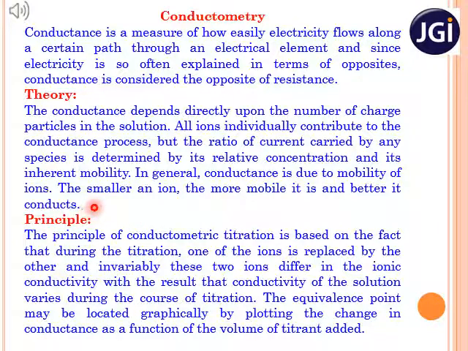During the titration, one of the ions present in the solution will get replaced by the other ion. Hence, the ionic conductivity of these two ions will be different. As a result, the conductivity of the solution varies during the course of titration. By plotting a graph of conductance versus volume of titrant added, it is possible to calculate the end point or equivalence point of the titration.